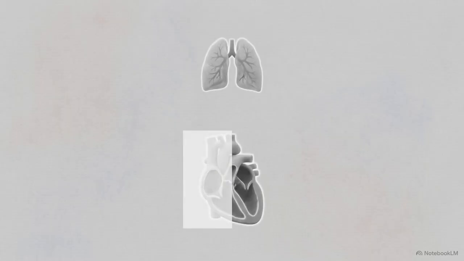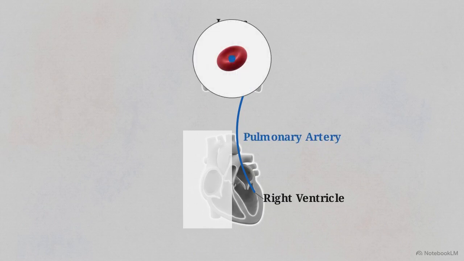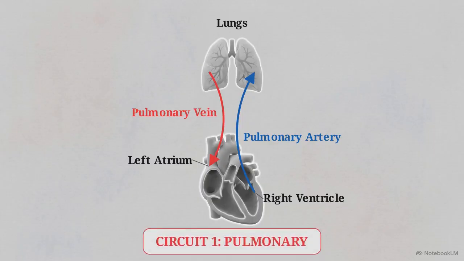The first circuit begins with deoxygenated blood. It exits the right ventricle and travels through the pulmonary artery toward the lungs. Inside the lungs, the blood drops off carbon dioxide waste and loads up on fresh oxygen. The vector shifts to red as the blood becomes oxygen-rich. This oxygenated blood then returns to the left atrium through the pulmonary veins, completing the pulmonary circuit.